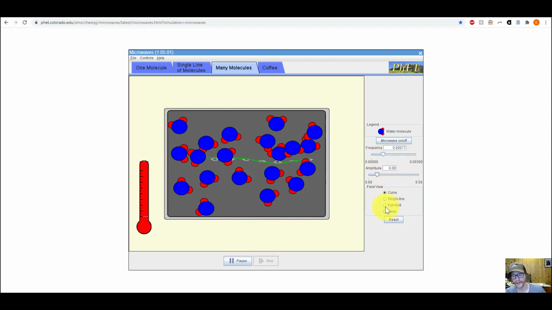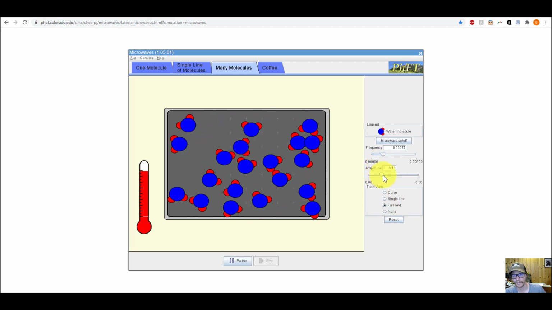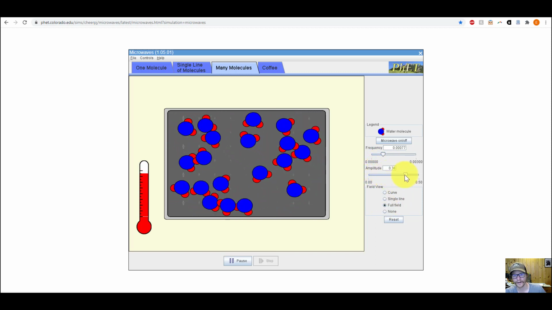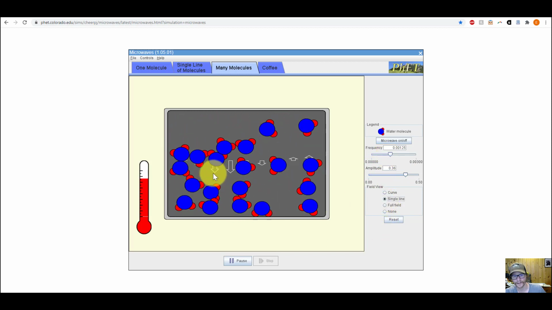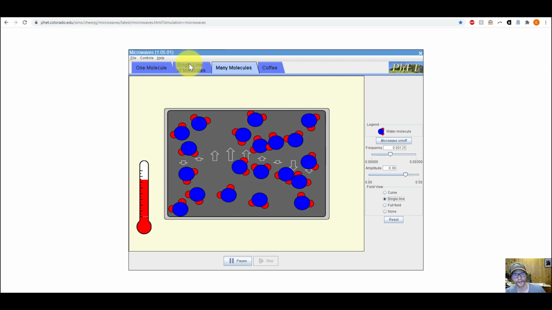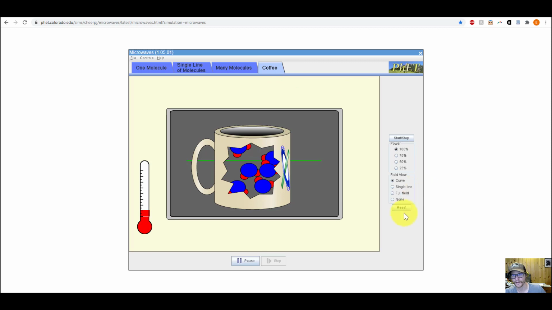I can see what the full field looks like here versus, that's not going to really give you much. Here's a field view. I can go back to single line of molecules here and show that, possibly, maybe not. Let's see for coffee. So you can see these things moving around. Anyway, you can play with this, but now you get a general sense.